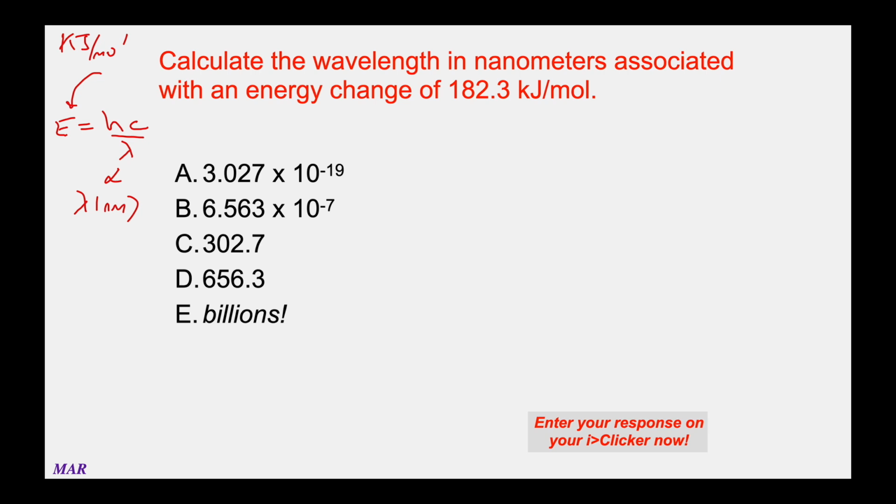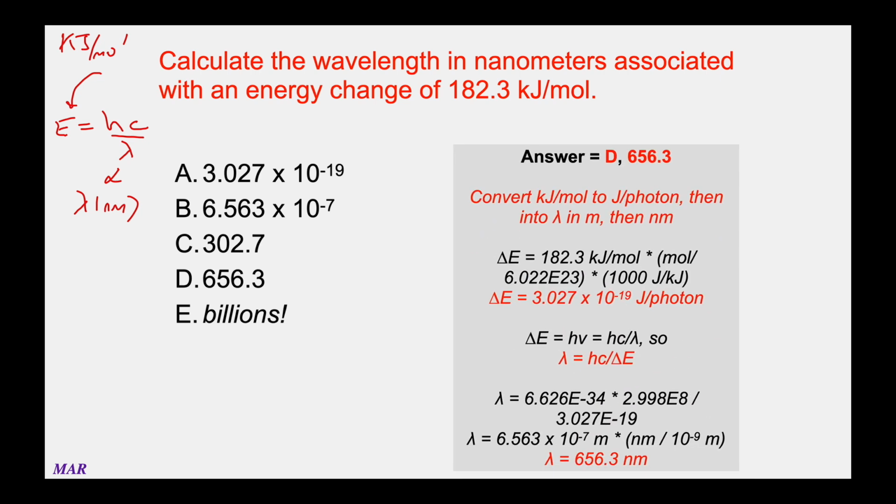So what I would do here first is turn kilojoules per mole into joules per mole by multiplying by 1,000 joules per mole. And I would then divide by Avogadro's number to get the joules per photon. And that's what this number is right here, the 3.027 times 10 to the minus 19th.